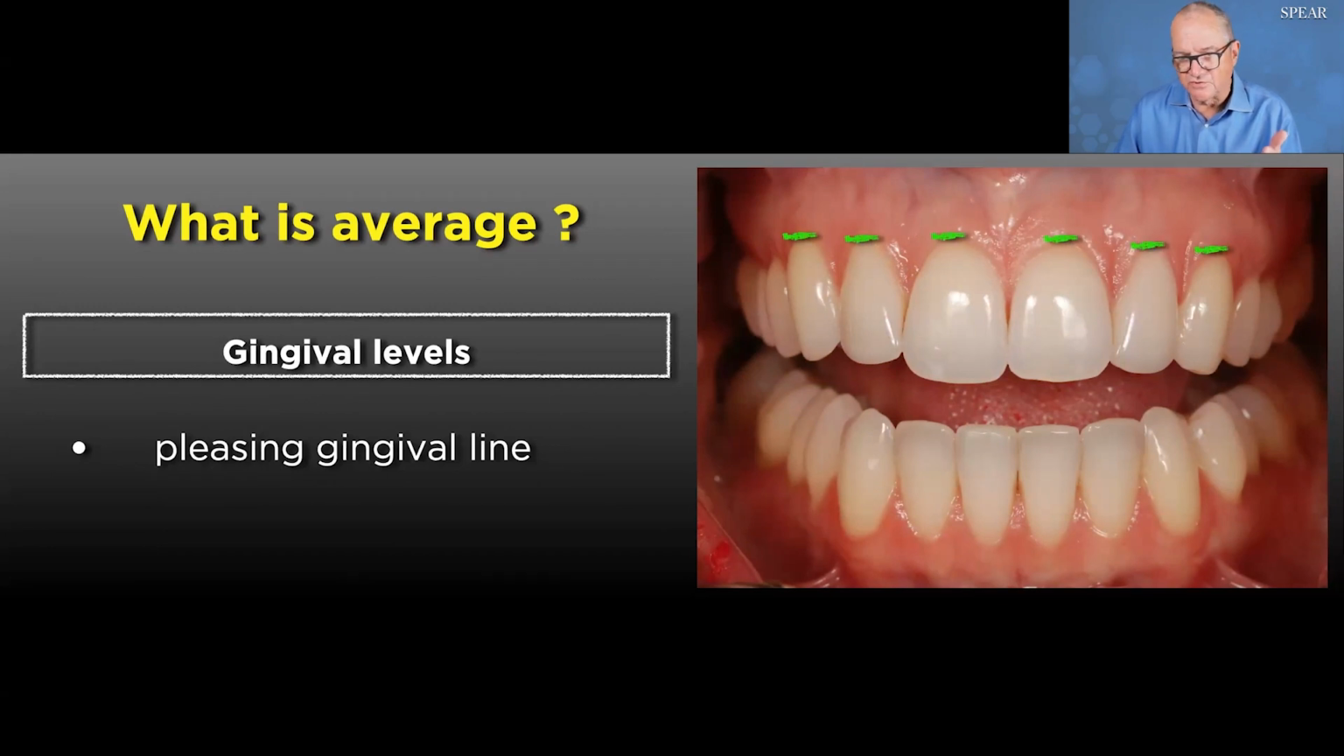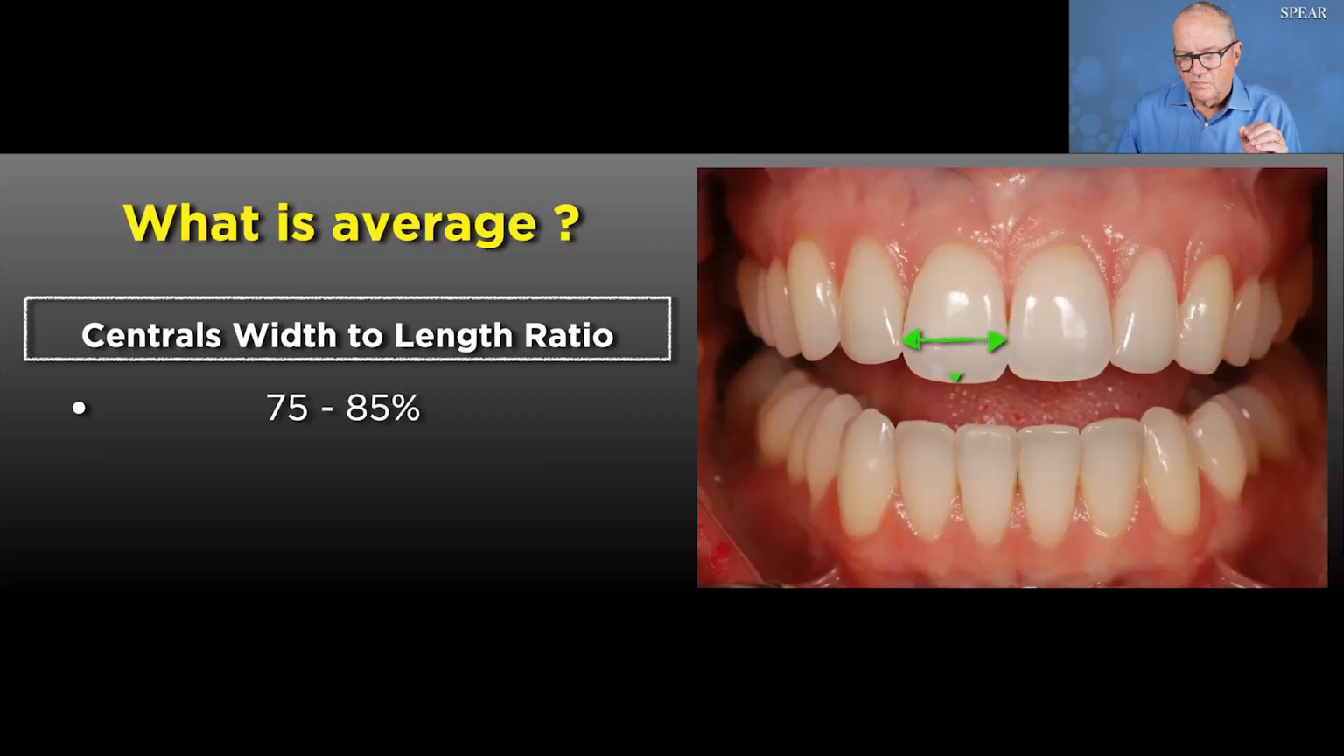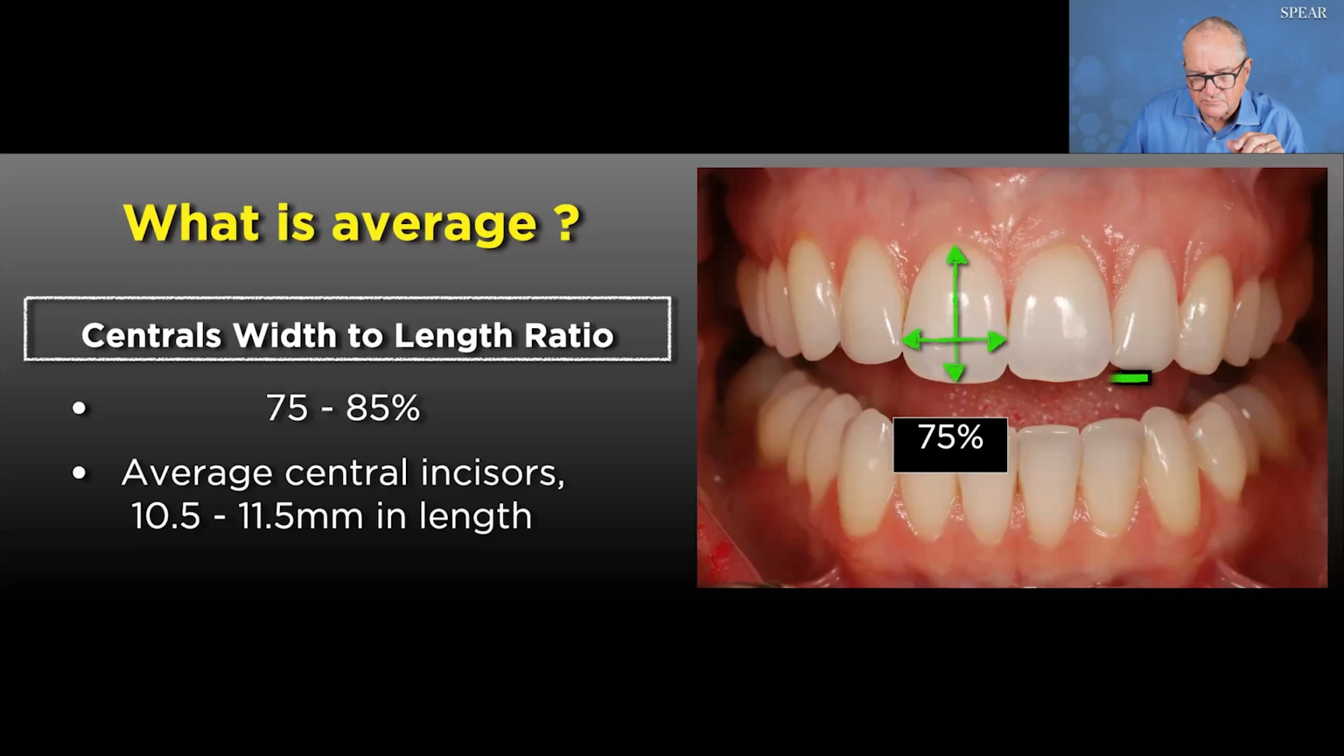Gingival levels, we want the two centrals even with each other. We want the laterals a little coronal to the centrals. And typically we want the canines even with each other. So her gingival levels are perfectly acceptable. Crown width to length ratio, which we're going to use in our treatment planning of these patients in a few minutes, typically around 75 to 85% is within the range of acceptable. The average central, just for treatment planning purposes, is 10.5 to 11.5 millimeters long. Hers happens to be 11.